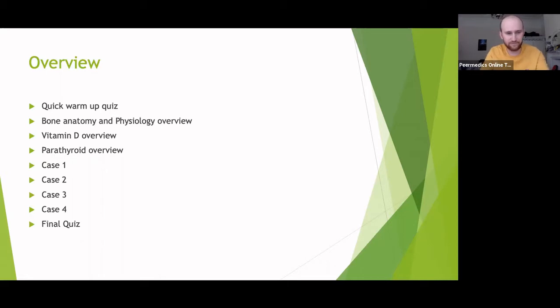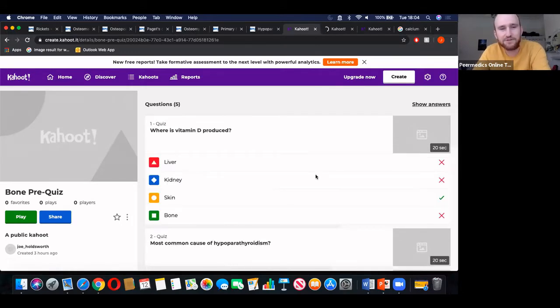Okay. I'll just go through it. Do you think vitamin D is produced in the liver, kidney, skin, or the bone? And as you can see from the side, it's produced in the skin. We'll go through these things in a minute. Basically, it's further hydroxylated at the kidney and the liver, but it's a misconception that it's produced there. The bone doesn't produce vitamin D.